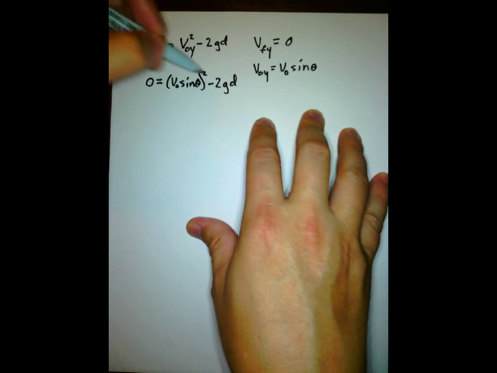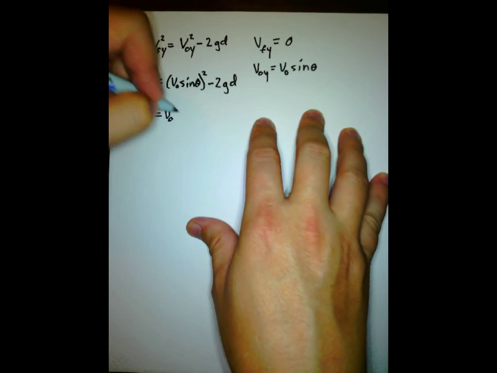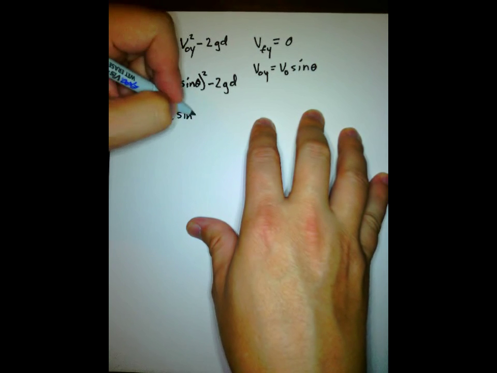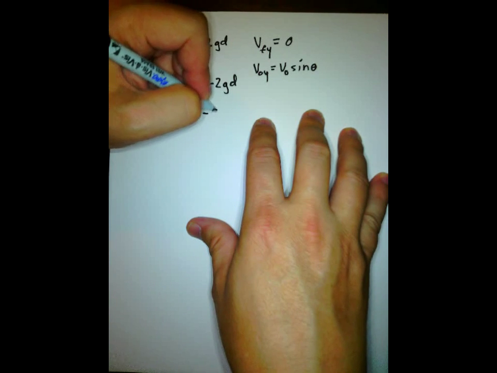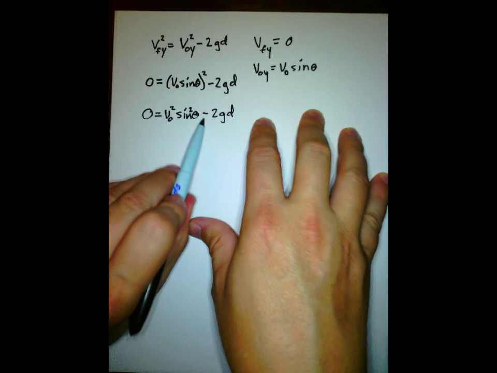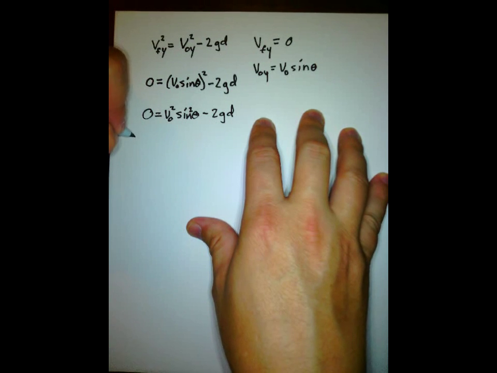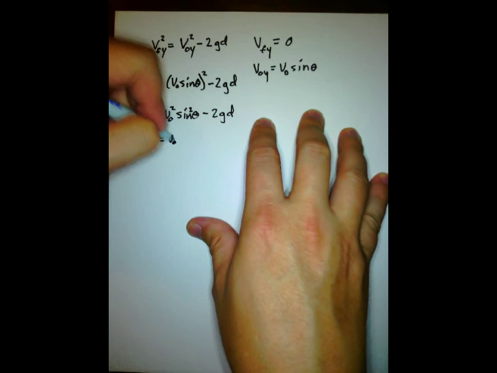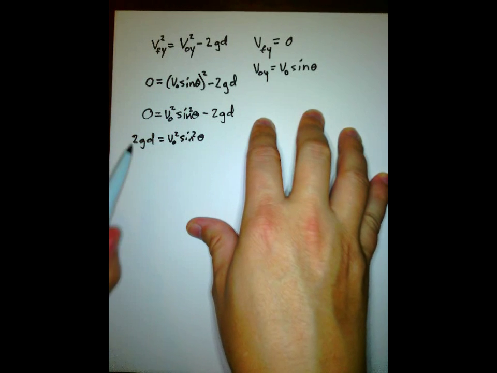And again, I can distribute this exponent. So I'm going to have 0 equals V naught squared sine squared theta minus 2GD. Alright, so I'm going to add 2GD to both sides. So I get 2GD equals V naught squared sine squared theta.